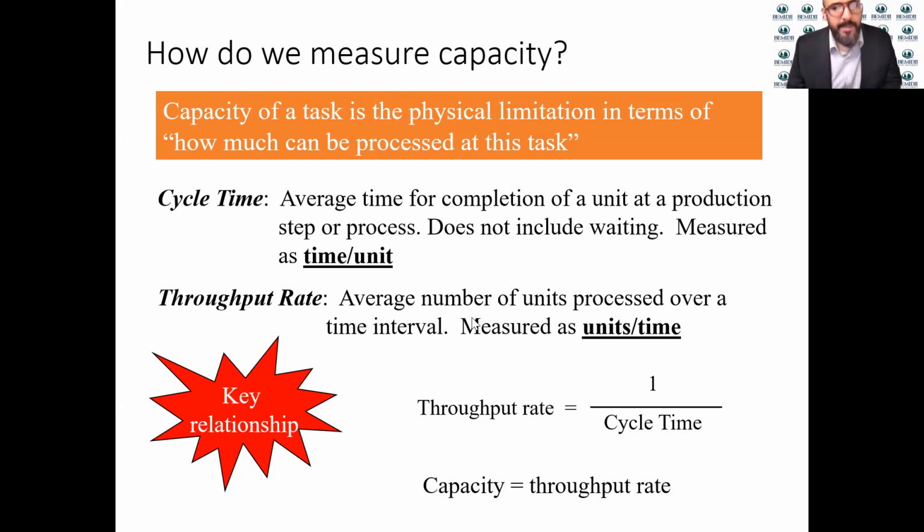Throughput rate is the average number of units processed over a time interval, measured as units per time. So the throughput rate is measured by how many units we could finish in 1 hour. However, the cycle time is how long it will take you to process 1 unit. The throughput rate would be 1 over the cycle time, and this is equal to the capacity. So in order to find the capacity, you find the throughput rate, and to find the throughput rate, you divide 1 over the cycle time. The cycle time is how long it takes to finish 1 unit. So if I need 2 minutes per unit, this is what we call the cycle time.